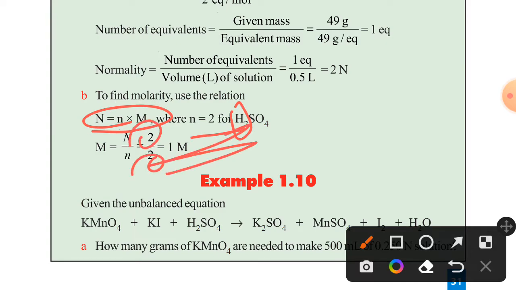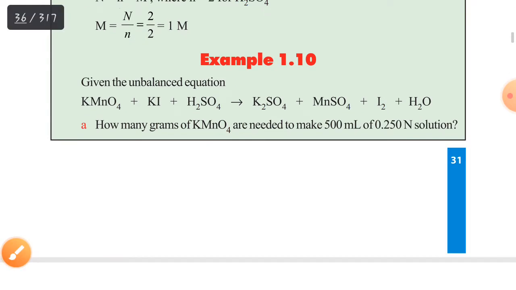Okay, example 1.10. Given the unbalanced equation.